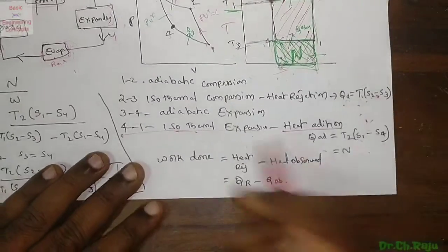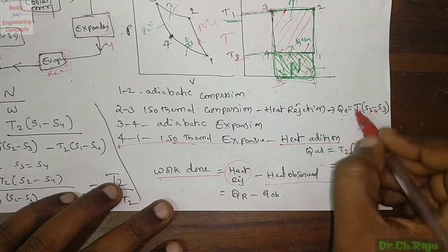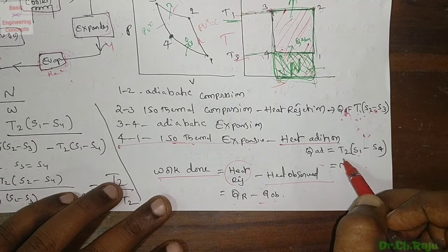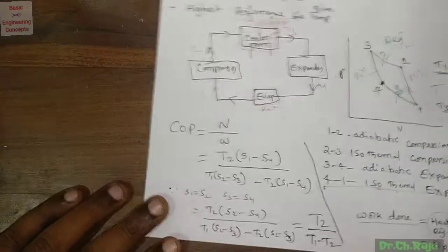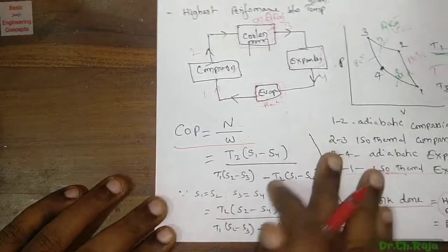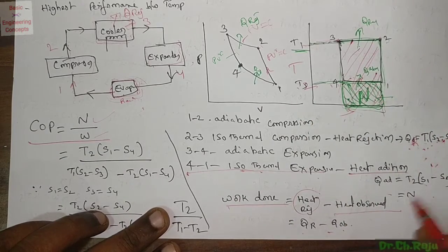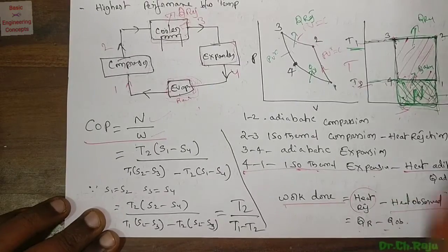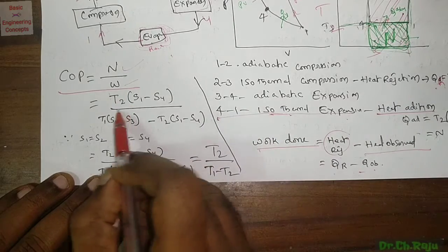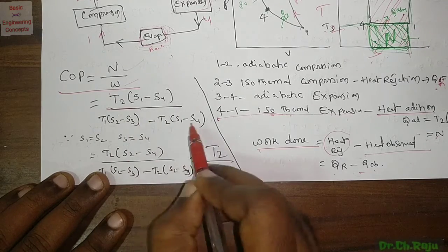Then the normal formula for work done is heat rejected minus heat absorbed, that is Q rejected minus Q absorbed, which is T1 into S2 minus S3, minus T2 into S1 minus S4. Now the basic formula for the COP is the refrigerating effect produced divided by work done. The refrigerating effect is T2 into S1 minus S4, and the work done is heat rejected minus heat absorbed. You can substitute these into the formula, where S1 minus S4 and S2 minus S3 are equal.